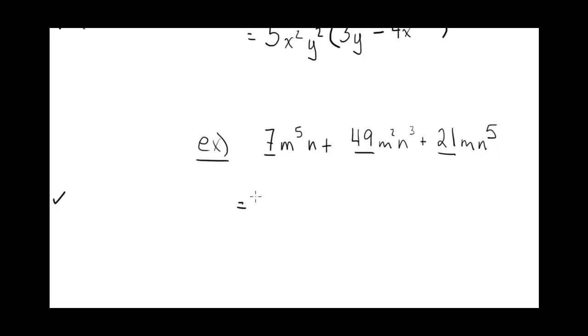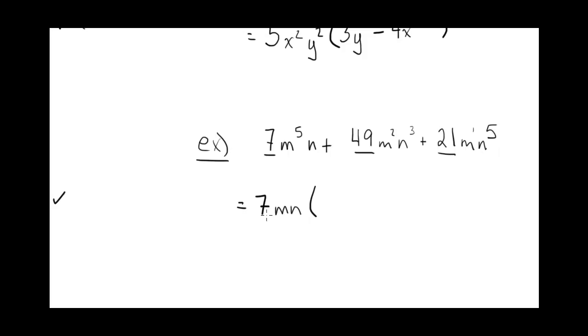7. What's the largest power that divides the m's? So we have m to the 5, m squared, and just m, which you can think of as m to the 1. So m to the 1 is the largest that is common. For n, n cubed and n to the 5, n cubed. So there's our greatest common factor.